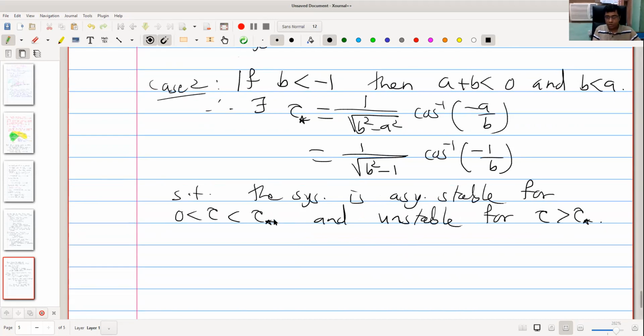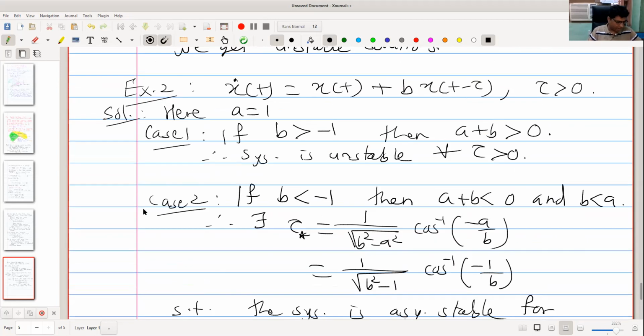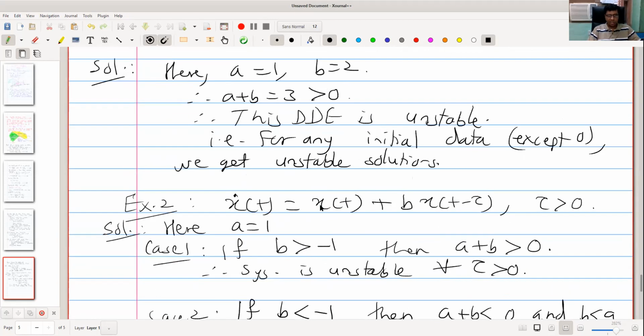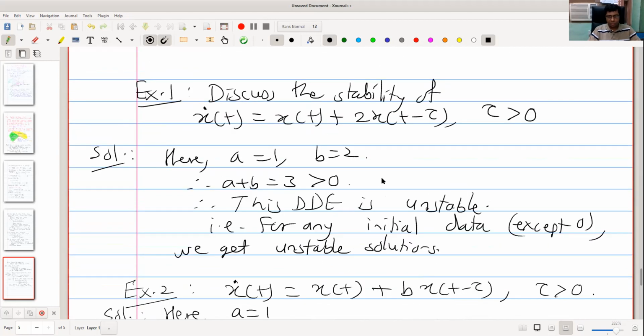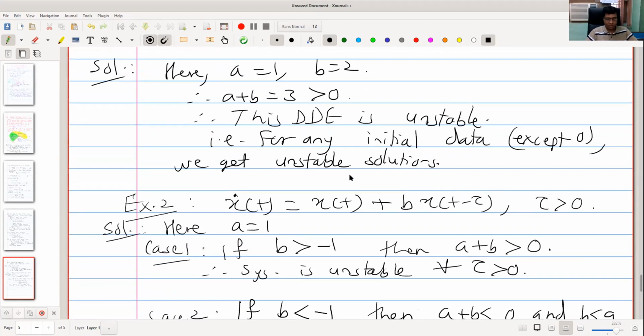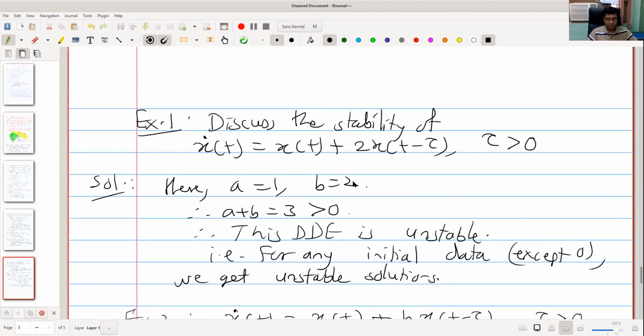Okay, we need to verify these results. I think we should verify these two examples, and then we will solve some more examples next time. So let us use Wolfram Cloud and verify these two results. I'm sharing Wolfram Mathematica.